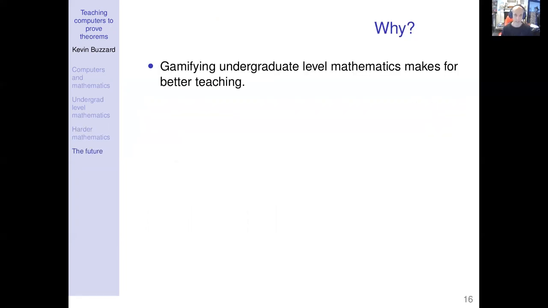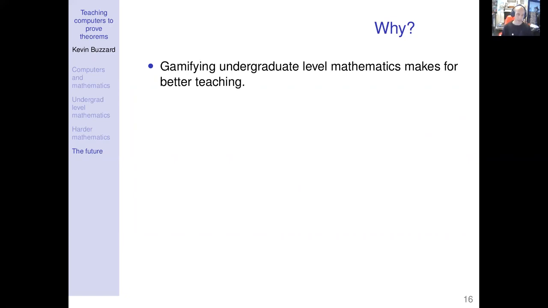So lastly, this is the last slide, really: why? And I can think of all sorts of reasons. So here's just a bunch of bullet points, really. So firstly, we could gamify undergraduate level mathematics. And I think that, once we've made the system easier to use, it will make for better teaching.